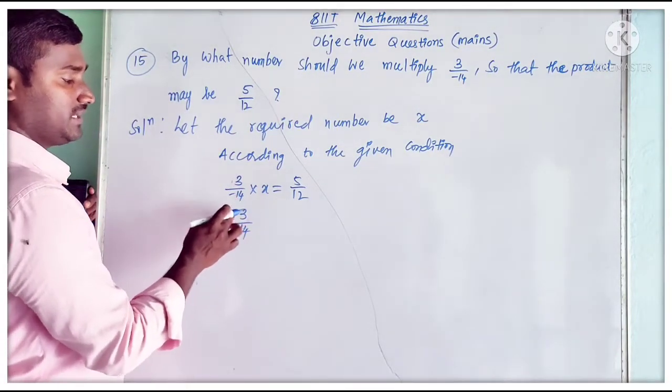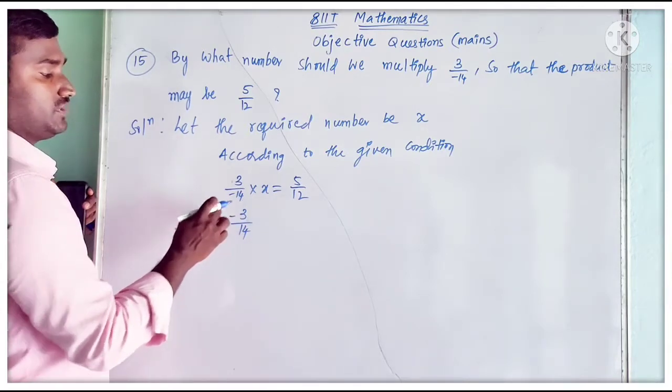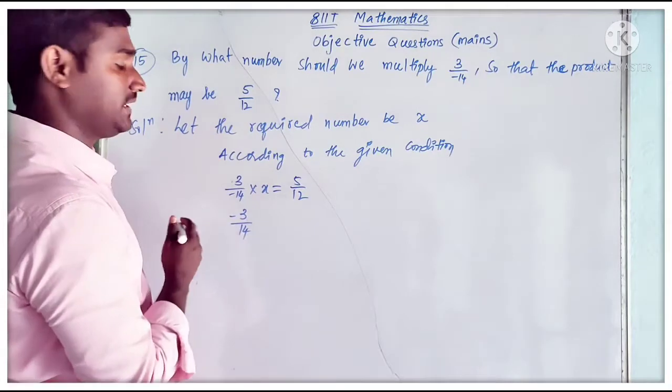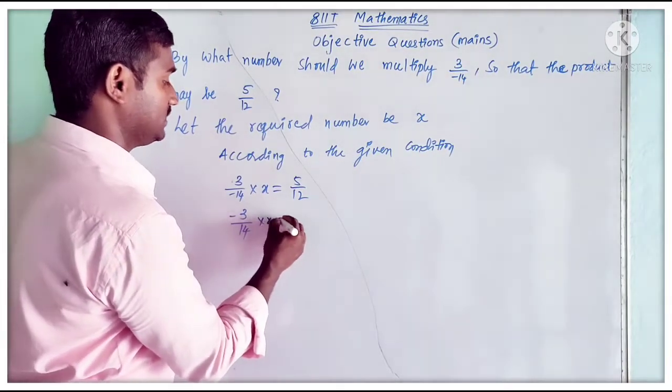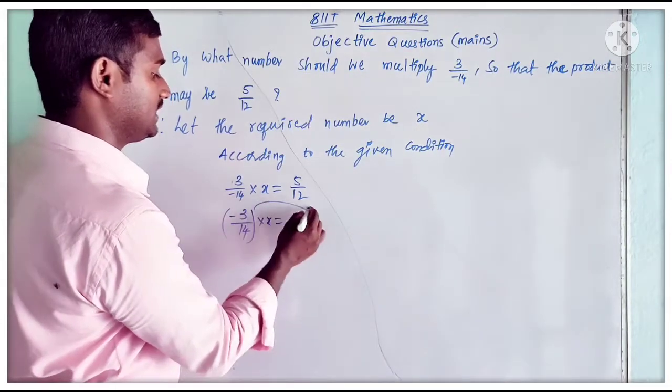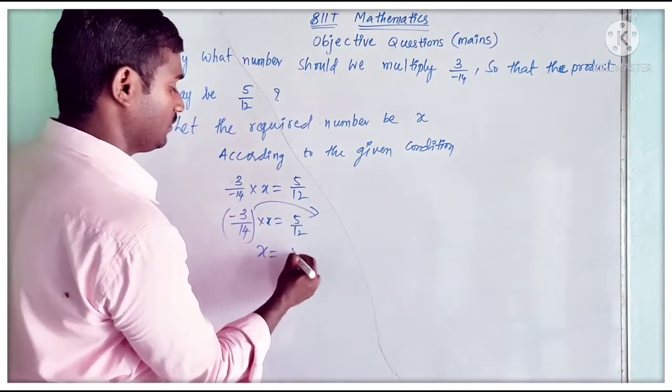So we get these two are equal only. When you are writing this 3 by minus 14 in the standard form, it becomes minus 3 by 14 into x equal to 5 by 12. So if you transpose this to the right side, x equal to 5 by 12.